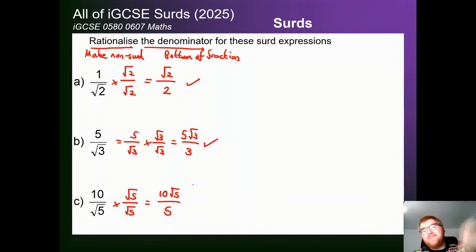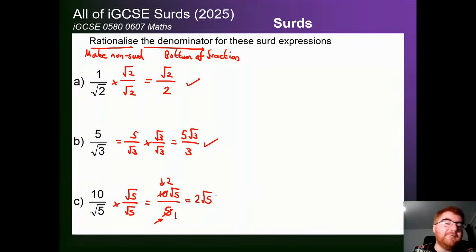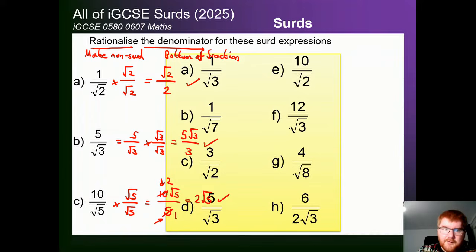But there's an extra step with part C. You knew there's a trick somewhere. We can also simplify our fractions. Notice we have a whole number 10 and a whole number 5. So how many 5s go into 5? 1 time. How many times does 5 go into 10? 2 times. So just watch out for your simplifying fractions. This actually simplifies further to give you 2 root 5. If you want some practice, again, you can have a go at some of the questions over here.